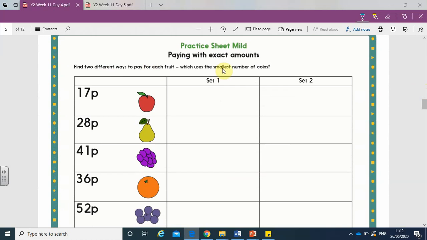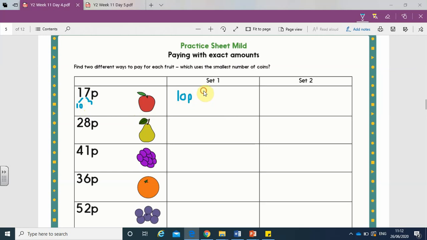So find 2 different ways to pay for the fruit. So again, I find my 10s first. Does having a 10 in sub-partition might help here? It's up to you really. 10 and 7. How do I get a 10? Oh, can I have a 10 pence? That'll do. I quite like that. It's nice and easy. 7 pence.